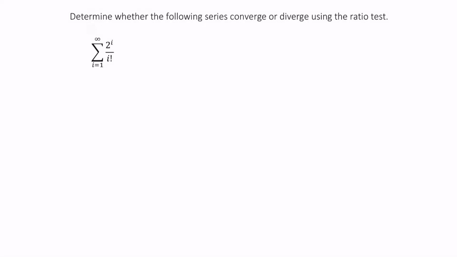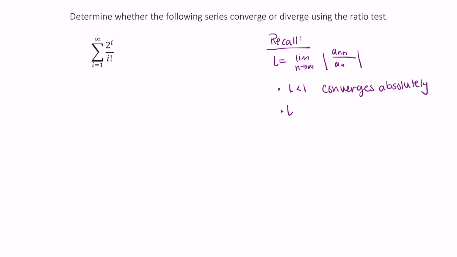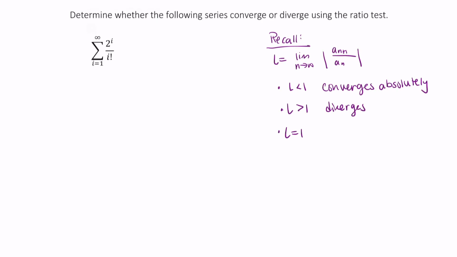Welcome. In this video, we are going to use the ratio test to determine whether or not this series here converges or diverges. So recall that when using the ratio test, we're interested in this limit. Now, if L is less than 1, then the series converges absolutely. If L is greater than 1, the series diverges. And if L equals 1, the test is inconclusive.